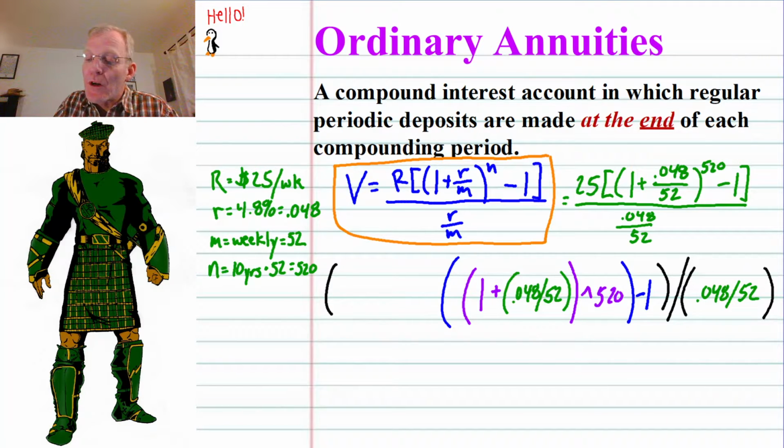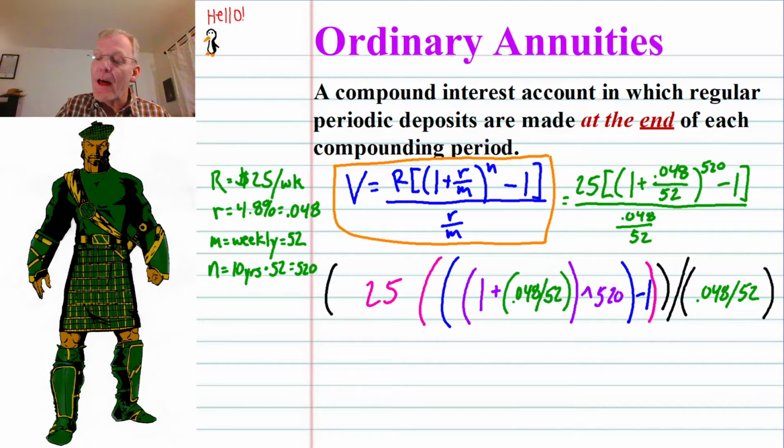Then all of that needs to be multiplied by the 25. Let's choose one more color. There we go, all of that times 25. That's what I'm going to put into my calculator. So: parenthesis, 25, parenthesis, 1 plus, parenthesis, 0.048 divided by 52, close, caret, 520, close that parenthesis, minus 1, close parenthesis, divided by parenthesis, 0.048 divided by 52. Close your parenthesis.